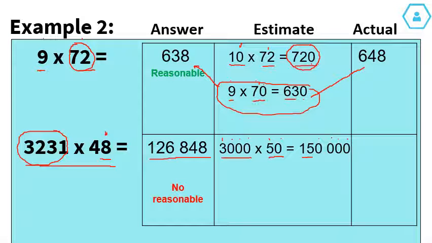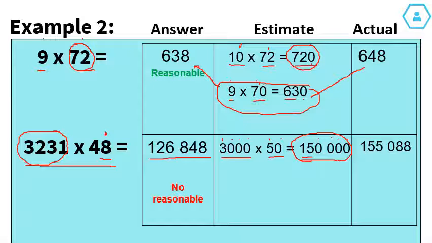It's too small. And the actual answer is 155,088. So this is a pretty reasonable estimate. Now, it's not as close as up here where we were only 18 away. But think about it, you're dealing with hundreds of thousands here and tens of thousands. So in that kind of context, it actually is quite close. It's quite a close estimate.